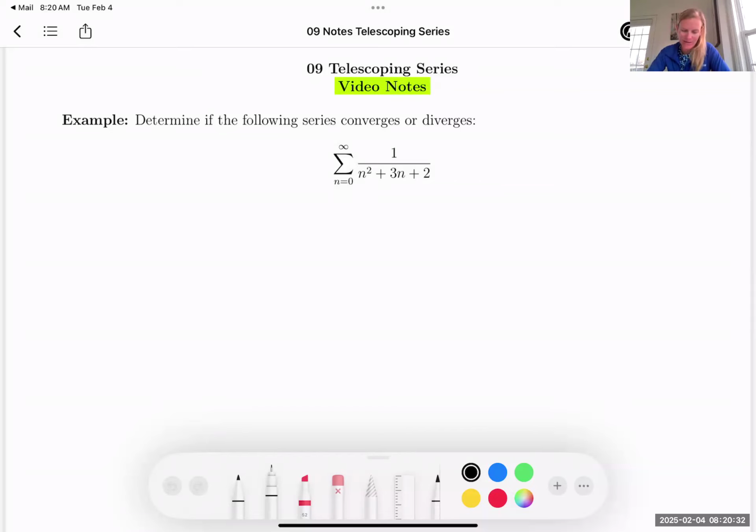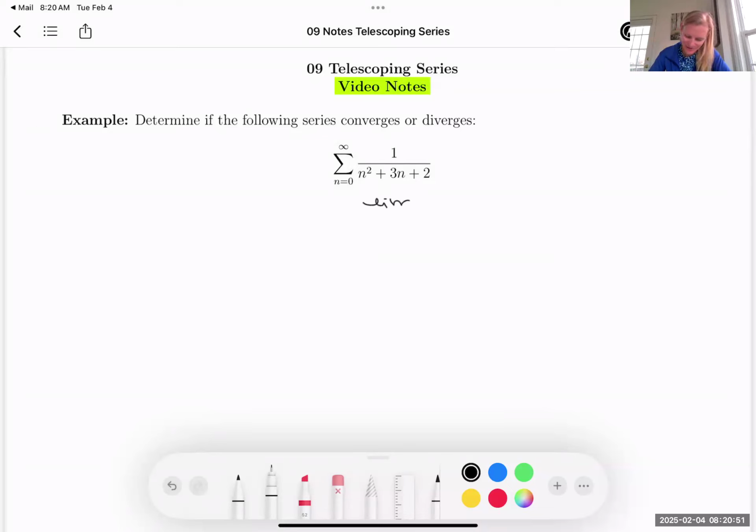So let's look at this one. We really have three tests that we've learned so far. We can see if it's geometric, if it's harmonic, or if the test for divergence works. So let's work through each of those here. Maybe I'll start with the test for divergence because that's always a good place to start.